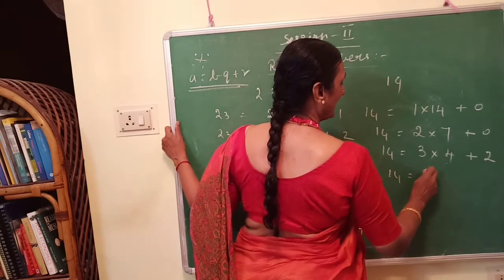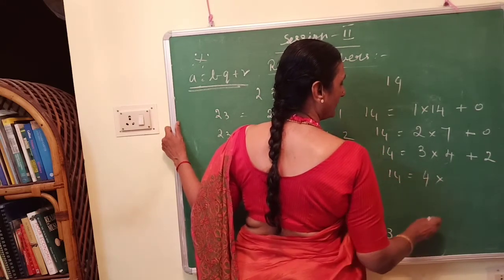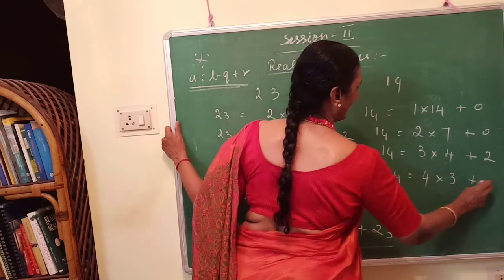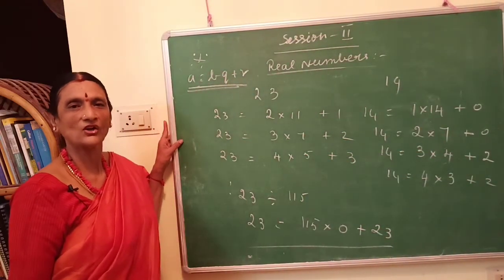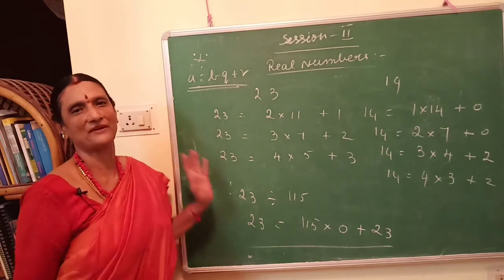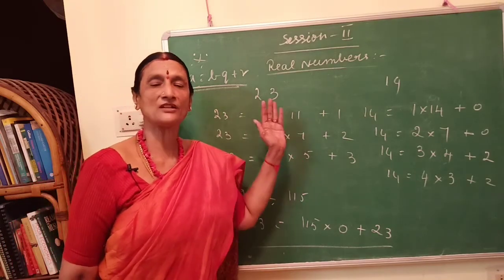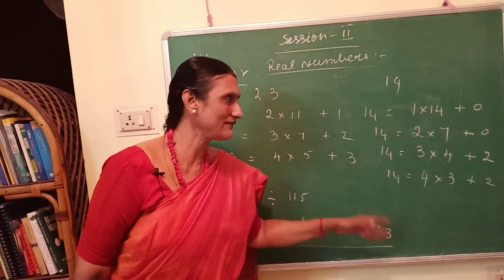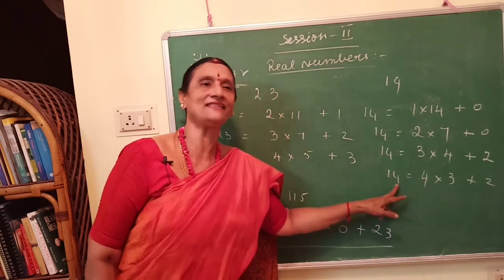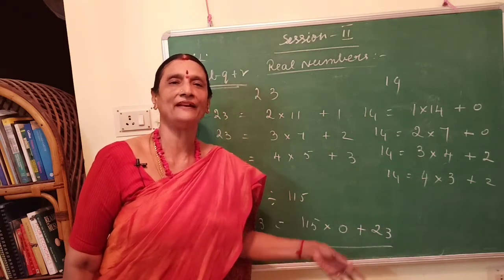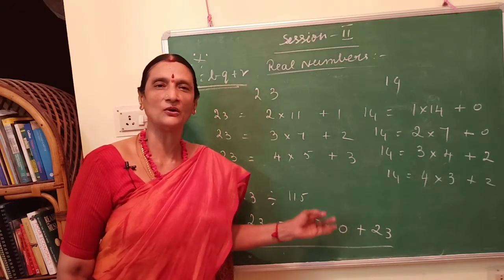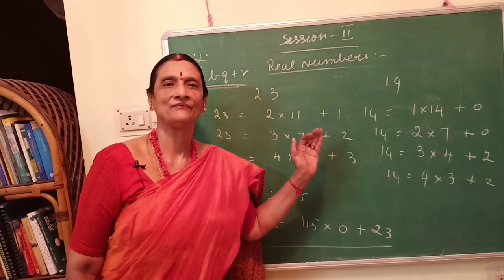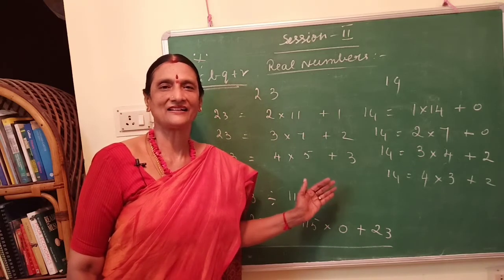14 can be divided by 4. How many times? 3 times. Then again 2 remainder. So like that we can continue. To how many number of times? Infinite number of times we can write. Suppose it is going to be divided by a number which is greater than 14, what will happen? It will divide 0 times and 14 will be the remainder. So that is how the lemma is to be understood. Is it clear to you?